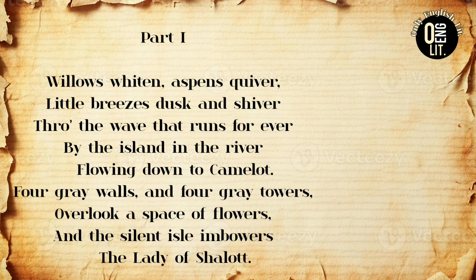Willows whiten, aspens quiver, little breezes dusk and shiver through the wave that runs forever by the island in the river, flowing down to Camelot. Four grey walls and four grey towers overlook a space of flowers, and the silent isle embowers the Lady of Shalott.